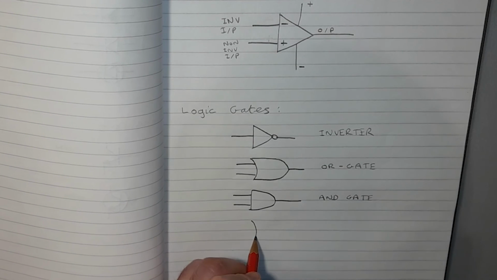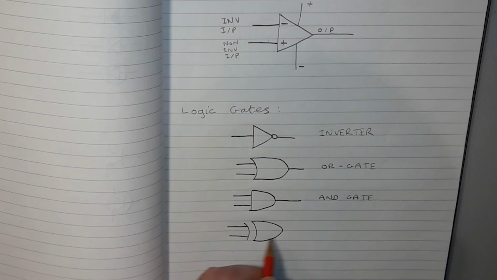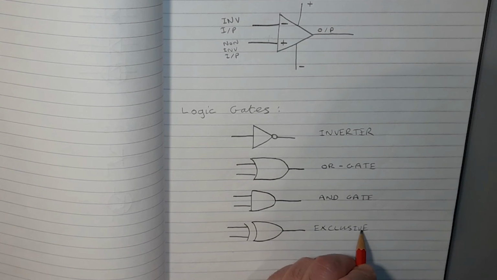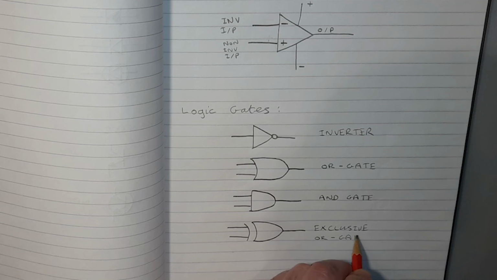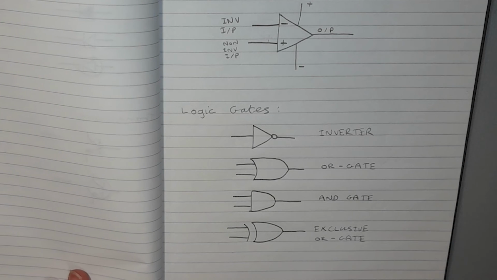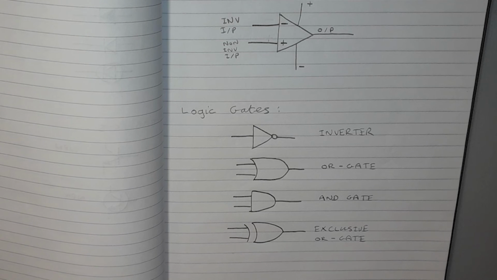An exclusive OR gate will only output a logic 1 when one of the inputs is a logic 1, but not when both are a logic 1. We will look at logic gates extensively in later videos. Note also how all the gates are drawn going from left to right.